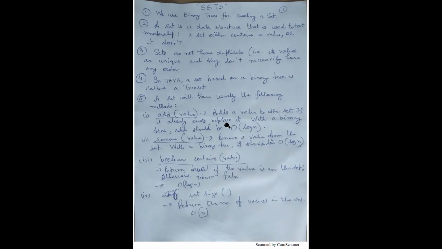Now, since you have to check all the values to see if it exists or not, since you have to replace, and you are implementing a set using a binary tree, what is the search time required for a binary tree? It is log n. So if you implement a set data structure using a binary tree, the add operation will take log of n. Similarly, for remove a value from the set, with a binary tree you have to search for the value and then remove it. In that case also, it will take log n time, right?